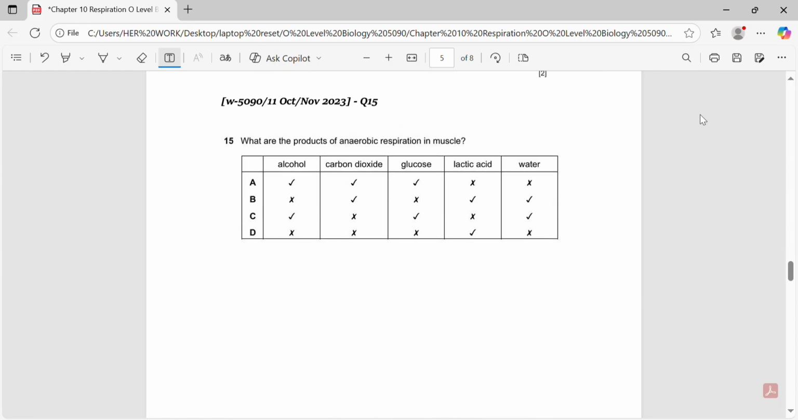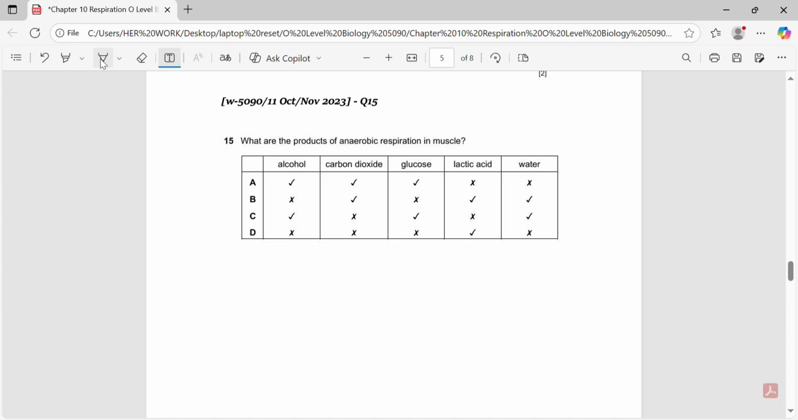Again, we have an MCQ. The question asks, what are the products of anaerobic respiration in muscle? To answer this, we begin by recalling what happens inside human muscles when there is not enough oxygen available for aerobic respiration. Under these oxygen-limited conditions, the muscles switch to anaerobic respiration. In humans, this process has one clear product, lactic acid. No alcohol is produced, no carbon dioxide is released, water is not formed, and glucose is the substance being broken down, not the substance being made.